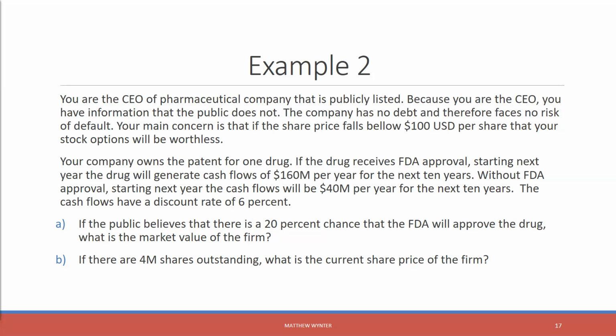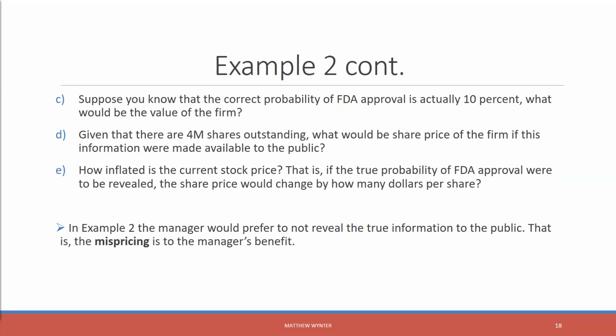Part B. If there are 4 million shares outstanding, what is the current share price of the firm? This is an all equity firm, so there's no debt. So whatever the market value of the firm's assets is, is going to be the value of the firm's equity. So to get the share price, I take that and divide it by my 4 million shares outstanding.